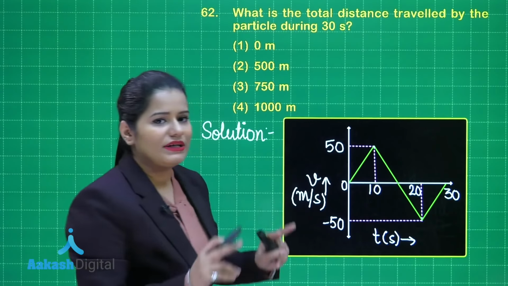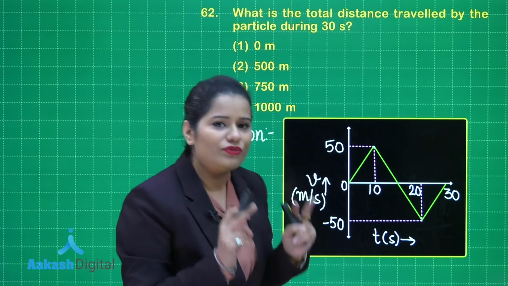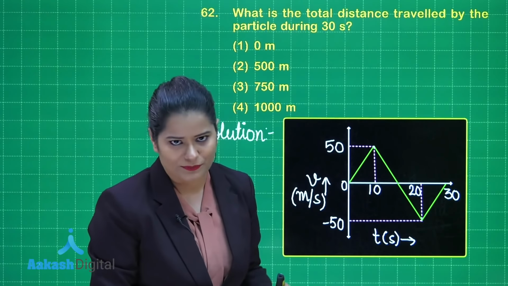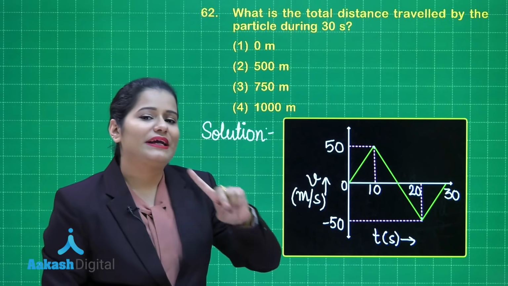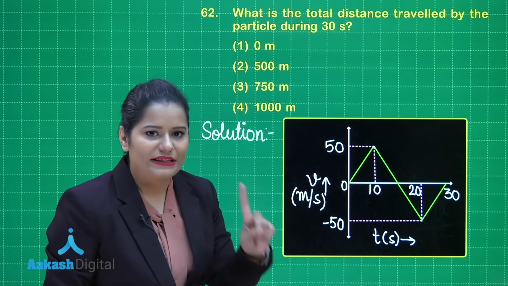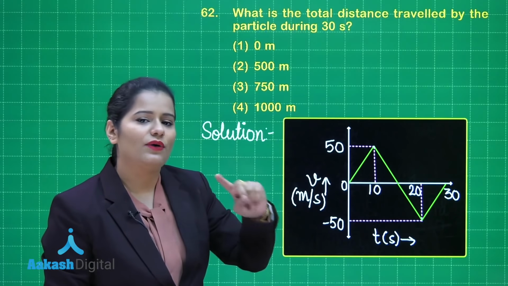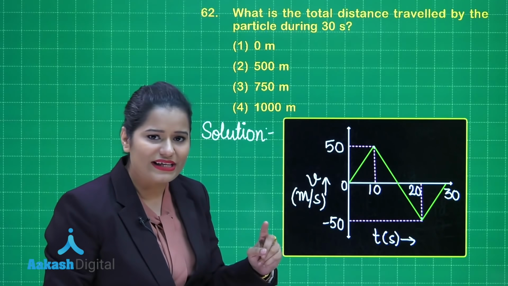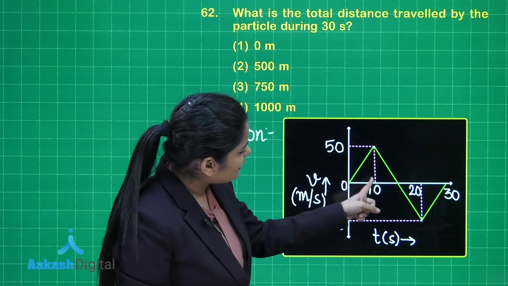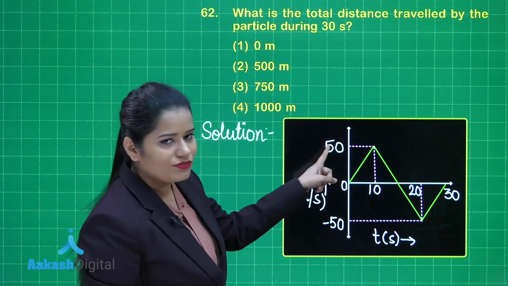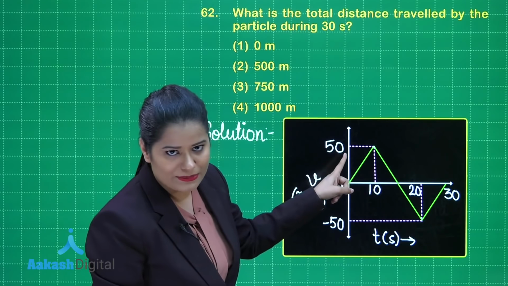Here we are given in the AT graph that the particle was moving with a positive acceleration of 5 for the first 10 seconds. When you calculate the area under the curve in the AT graph, that comes out to be 50. Now, as the particle was initially at rest at time t equal to 0, what is going to be the velocity of the particle at the end of 10 seconds? That will be 50 meter per second.